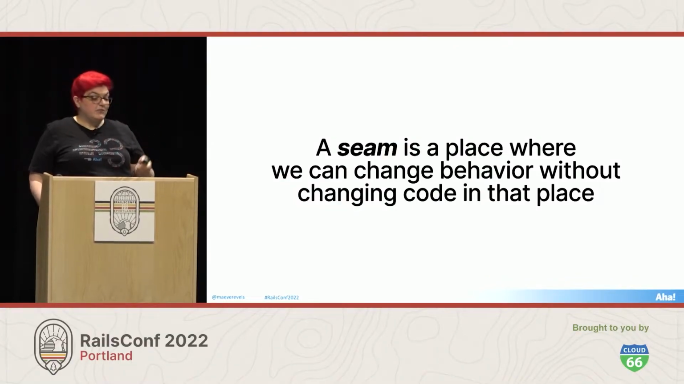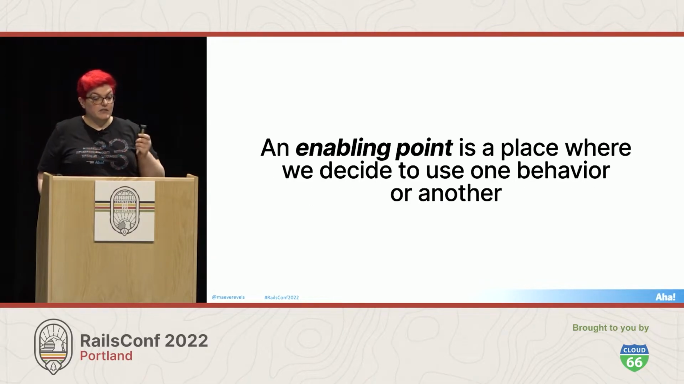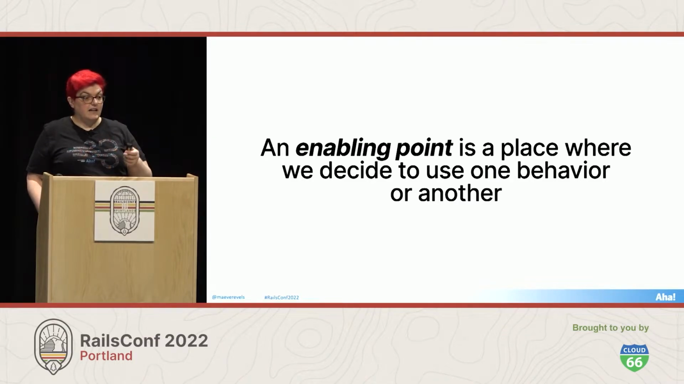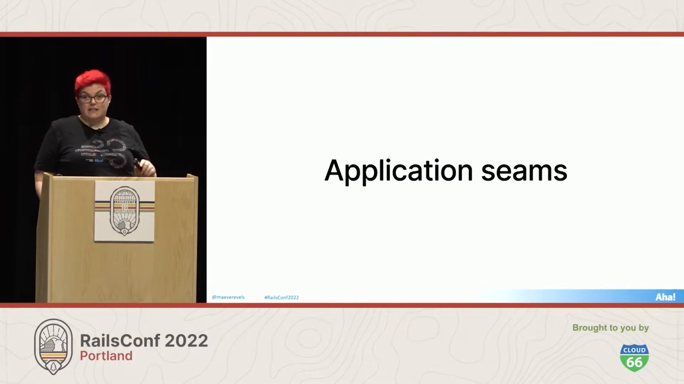A seam is a place where we can change behavior without changing code in that place. So this is going to be a logical boundary, and this is where we're going to write all of our assertions. Once we find that seam, we need to find the enabling points. An enabling point is a place where we decide to use one behavior or another. And this is going to inform how we set up our test harness. So let's walk through a few examples. At the application level, users can directly observe behaviors along the seams, and we exercise these behaviors with integration tests.